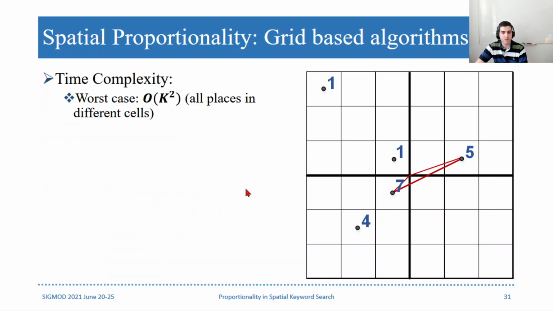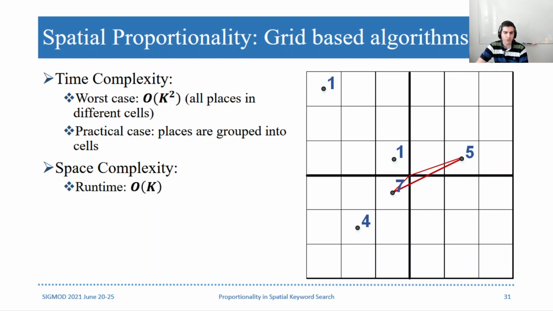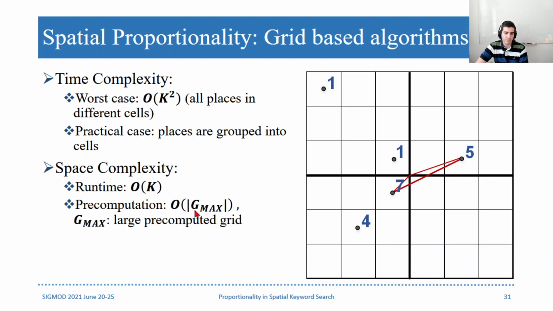The time complexity for the whole process in the worst case is k squared. That is for the edge case where all places are allocated to unique cells. In practical cases where the size of the grid is smaller than the number of candidate places, the places are grouped in cells in more than one at a time. The space required is O of k at runtime together with O of size G max, which would be a larger pre-computed grid to accommodate different sizes of G for different queries.